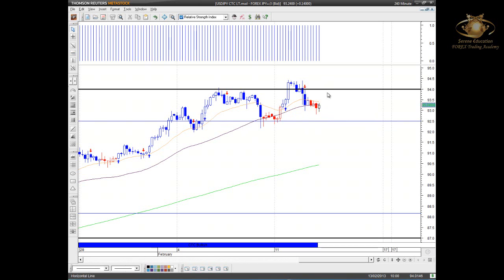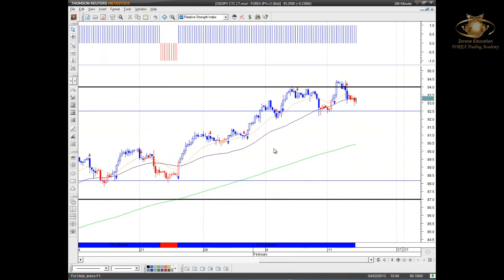Got to get above 9400. If not, we're looking at consolidation with an outlook potentially, the longer it goes or finds resistance here at 94, for price to revert to the downside. So keep tabs on this, guys. Be well aware of it.